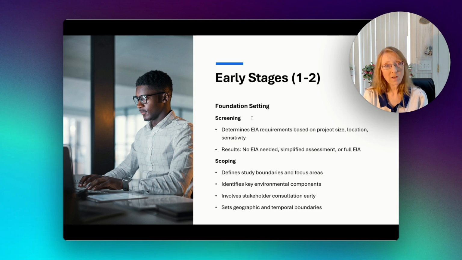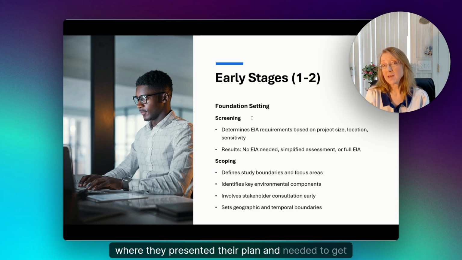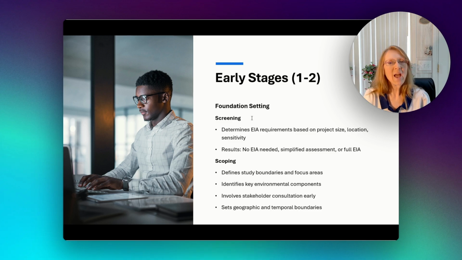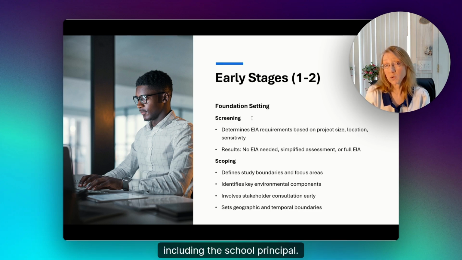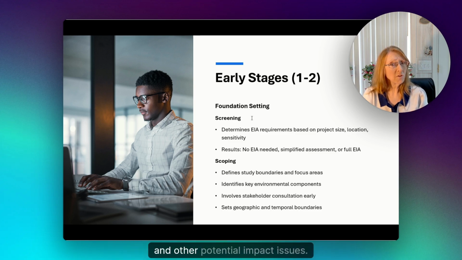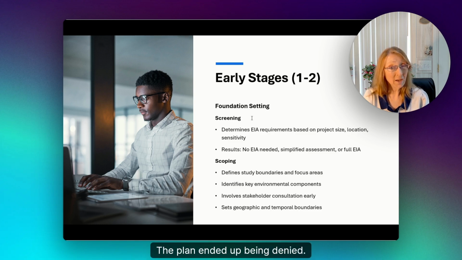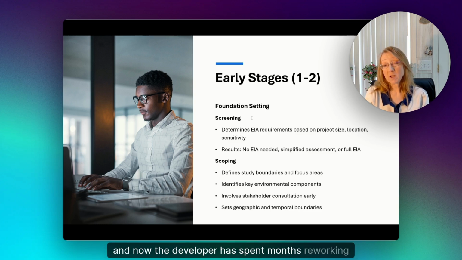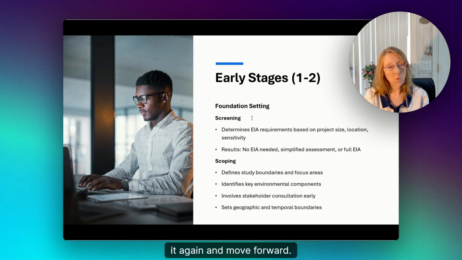the school board, the community, the homeowners associations? Not anyone. So they went to a city council meeting where they presented their plan and needed to get the approval. And tons of upset people from the community showed up, including the school principal. They were complaining about the increased traffic and other potential impact issues. The plan ended up being denied, and now the developer has spent months reworking their plan before they can even present it again and move forward.